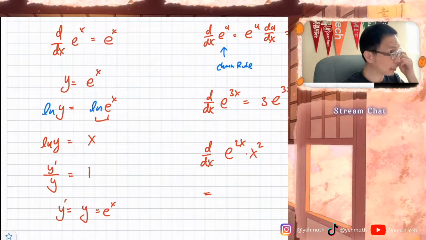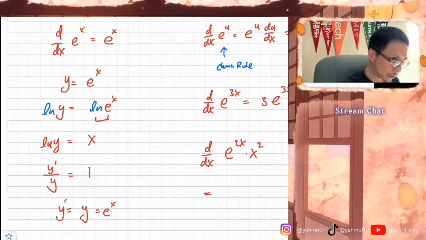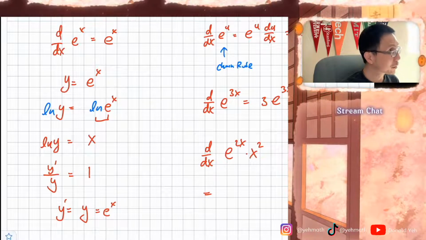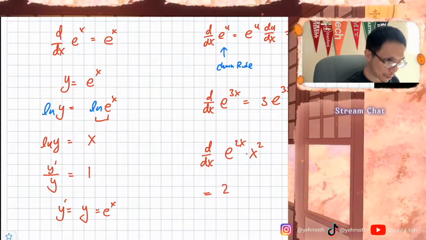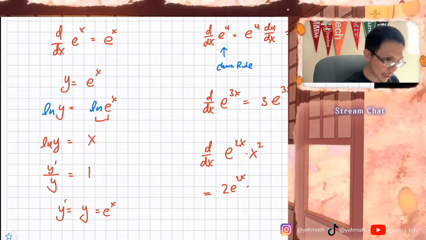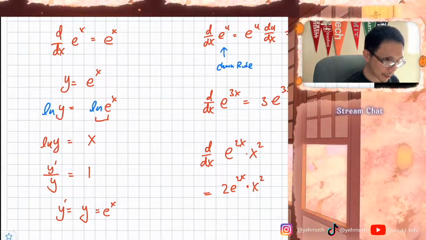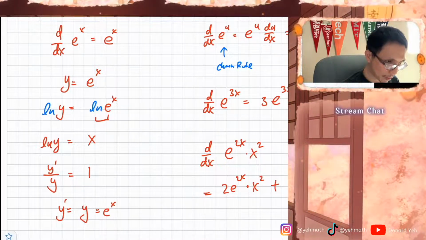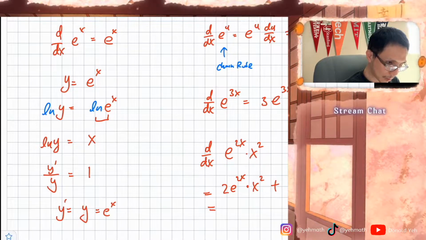So there's a product rule. Good. So you should see there's a product rule here. So that's going to be, well, first I'm going to take a derivative of e to the 2x, which is 2e to the 2x. Does that make sense? And times x squared. Does that make sense? Plus e to the 2x times 2x. Does that make sense?